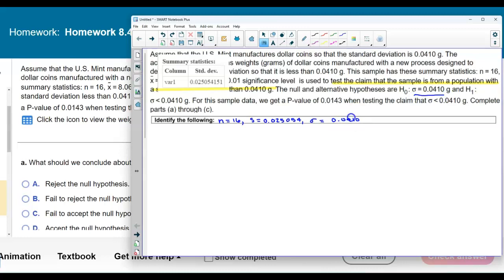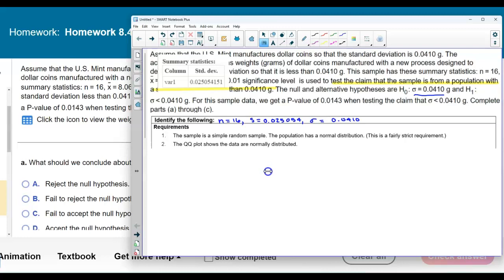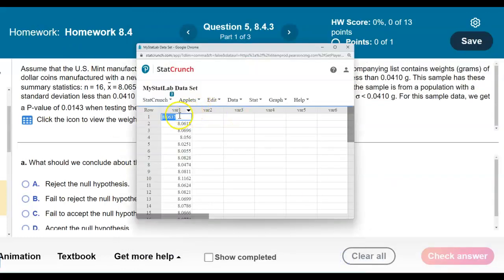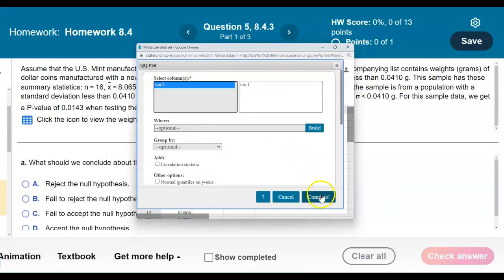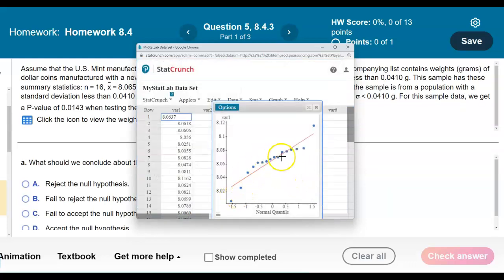Okay. Now, when we check the requirements, the sample is a simple random sample and the population has a normal distribution. The QQ plot will show that the data is normally distributed. So let's go ahead and do that. When we take a look at the data here, we're going to go to Graph, scroll all the way down to QQ plot, select the column, select Compute, and this confirms that our data closely resembles a normal distribution. So therefore it passes the requirements.